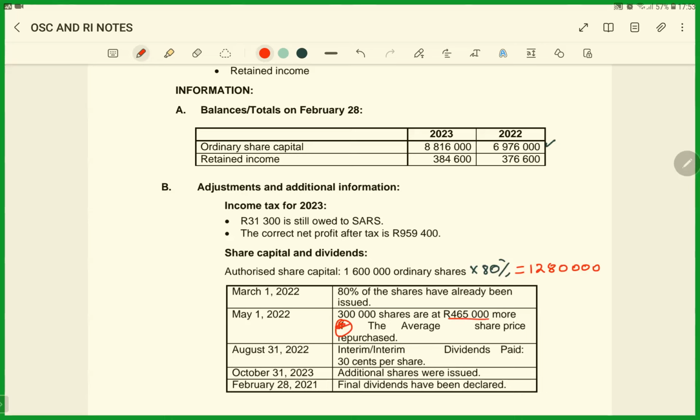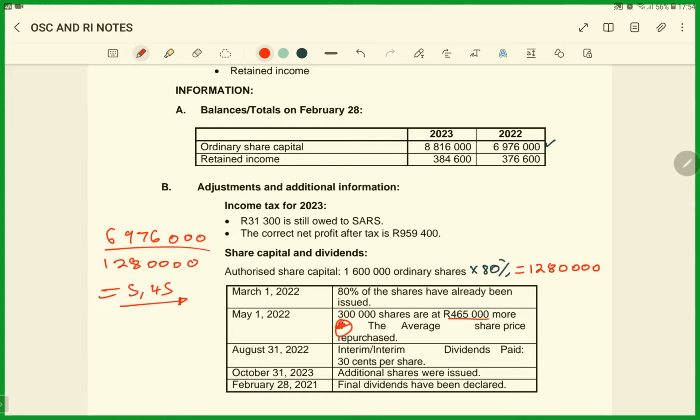So I took 6,976,000 and divided it by 1,280,000, which gave me 5.45. So this is the average share price, ne? Yes, sir. If you managed to calculate 5 rand 45, then you are fully correct. So in terms of calculating the average share price, are you covered?